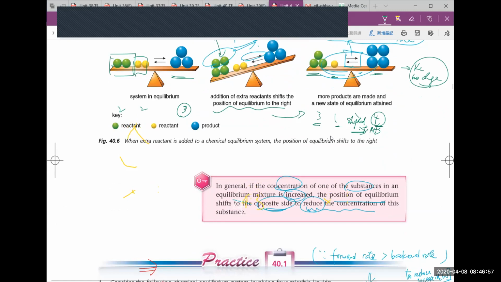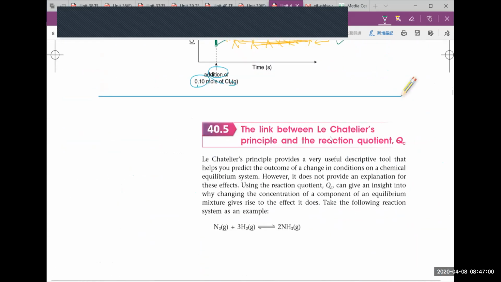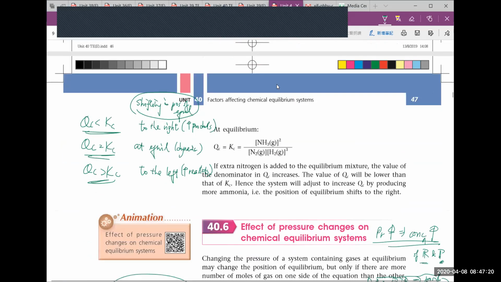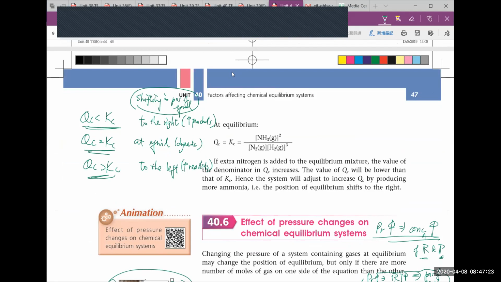Now, I give you one more hint, right? So you may refer to the case here, 40.5. So what is that? It's Qc, right? It's Qc. You may also use Qc and try to relate to Kc for you to predict the shifting in equilibrium position. So this is what I would like to give you as a summary here, right? So you need to take a look at the Qc and Kc value to figure out whether there is a shifting in equilibrium position. If there is, where to where? Can you get the point?